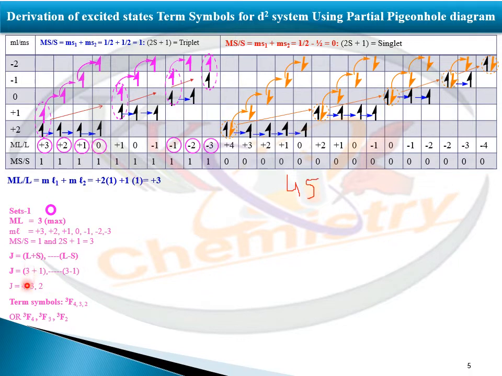The J value will be equal to 3 plus 1, because L is equal to 3, and S is equal to 1. It will give us 3 values of J: 4, 3, 2. The term symbol will be triplet F 4, 3, 2. Or you can separate it.